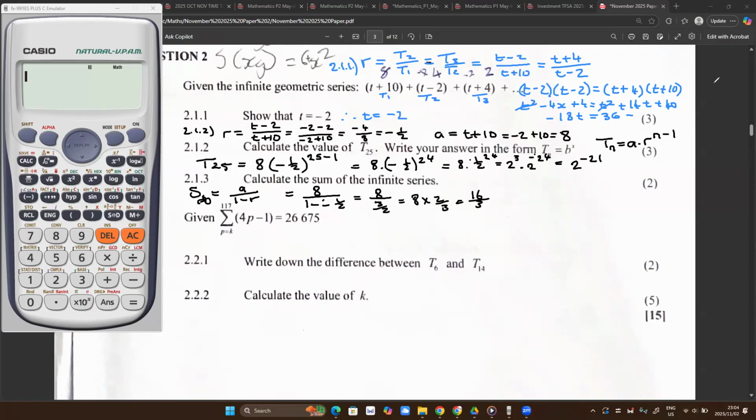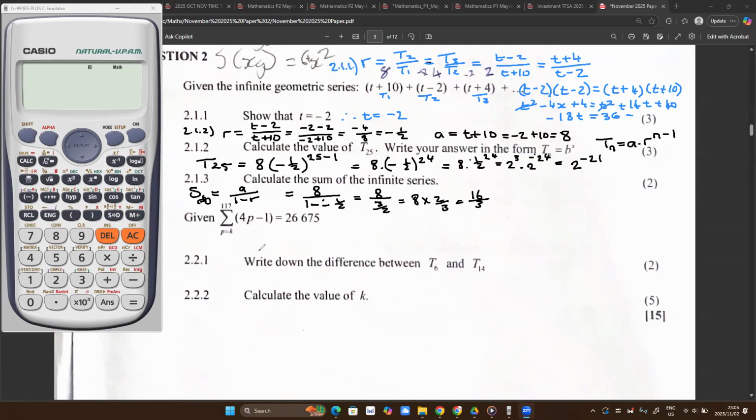Let's look at this sigma notation. Now, a lot of students struggle with sigma notation because it's sometimes the last thing that gets taught. It doesn't really get taught enough in some schools, and so they don't know what it is. But what it means is the sum of all the terms from k to 117, and they're telling us that p is equal to k.